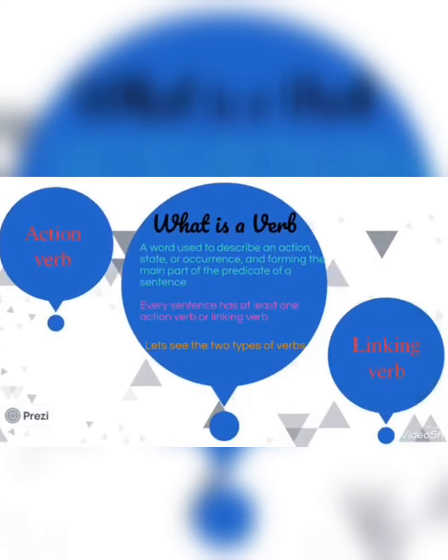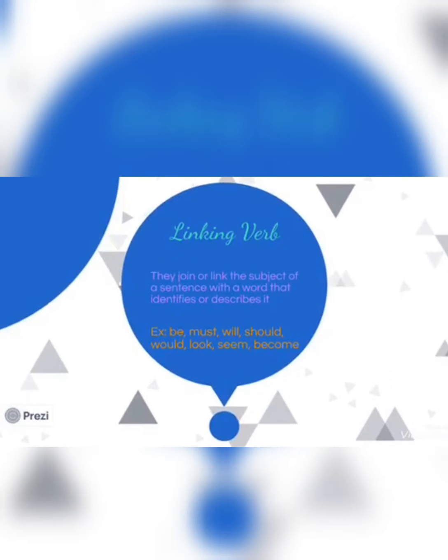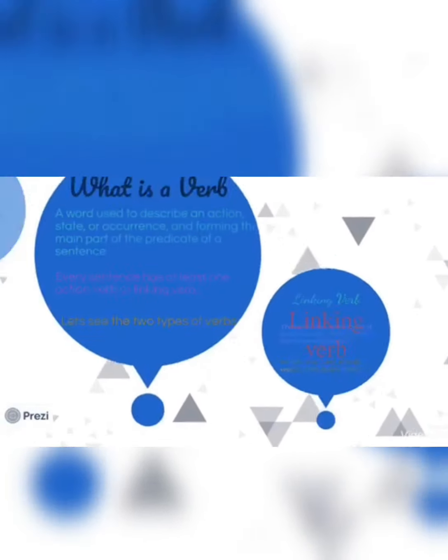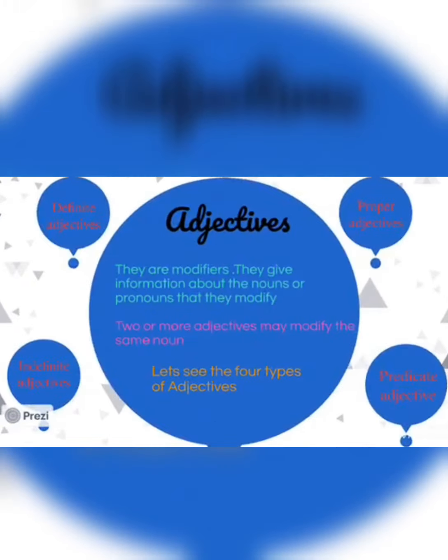Also, we have the linking verbs. They join or link the subject of a sentence with a word that identifies or describes it. For example, be, must, seem, become, look, and so on. Adjectives. Adjectives are modifiers. They give us information about the nouns or pronouns they modify. Two or more adjectives may modify the same noun. Let's see the four types of adjectives.